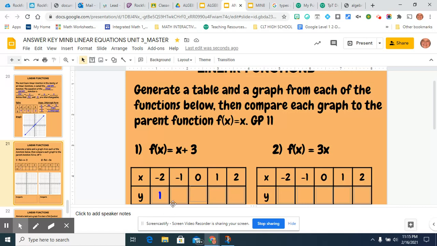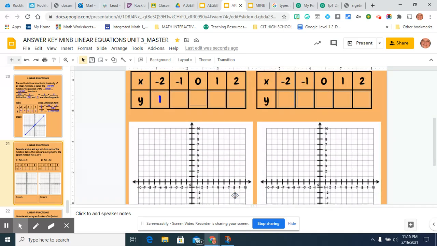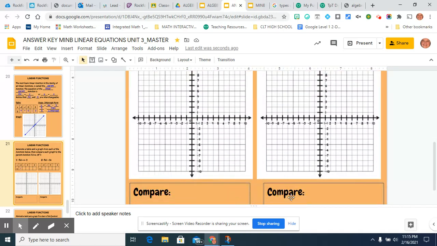Here we added 3 to the parent function. What happened to the graph by adding 3? Here we multiplied by 3. So what happens to the graph then? Describe it as best you can down here in the compare section after you build your tables and your graphs. And this is just the start of linear functions.